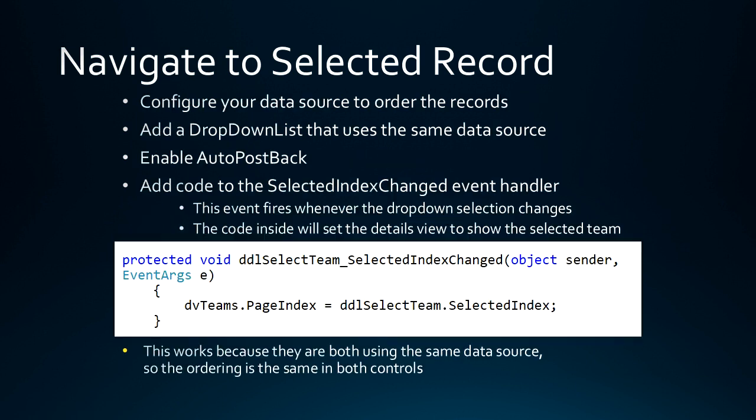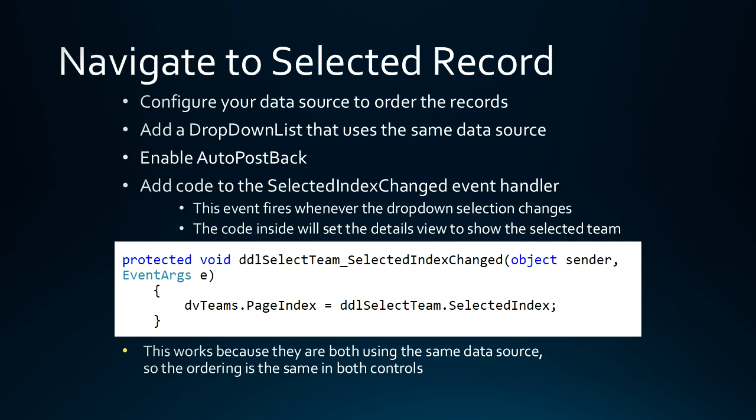Just to show you what we have to do: we have our data source control ordering the records, we add a drop-down list using the same data source, enable auto postback, and then in the selected index changed event handler, whenever we pick a new item out of the drop-down list, we synchronize the details view's page index to the selected index in our drop-down. That works logically because the data is coming in the same order, so if I pick the 5th record, the details view can jump to the 5th record, or 7th record, or whatever.